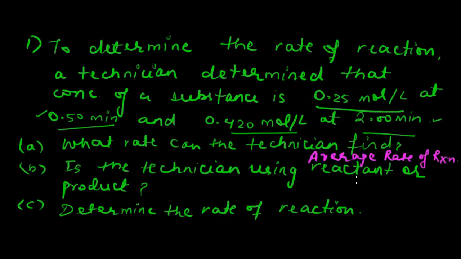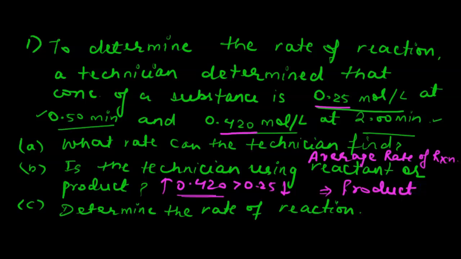Next, is the technician using a reactant or product? How do we figure that out? We look at the initial concentration, which is 0.25, and the final concentration at a later time, which is 0.420, and we compare the numbers. We know 0.420 is greater than 0.25, so that means the final concentration is higher than the initial concentration. If the final concentration is higher, it means the concentration is increasing. So this is definitely a product, as the product concentration increases in a reaction.